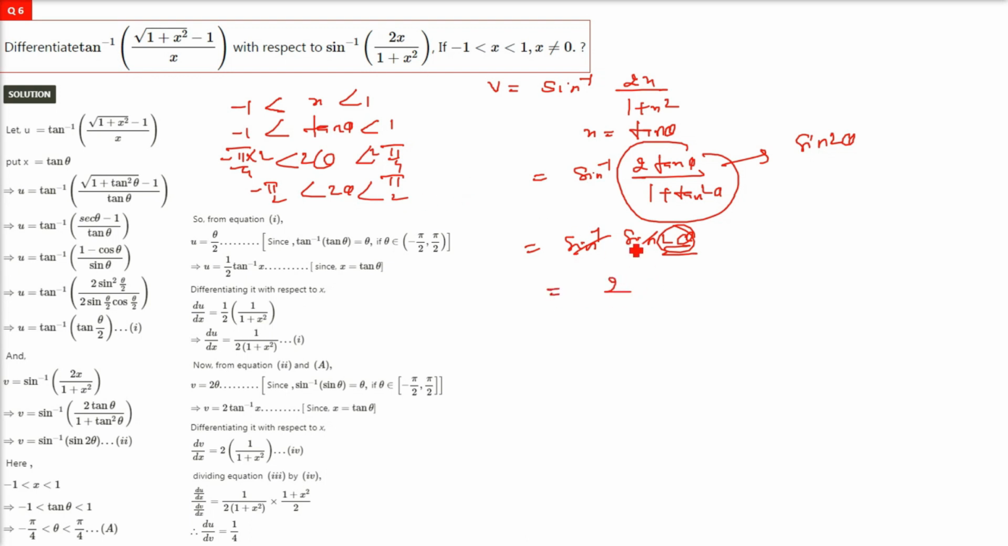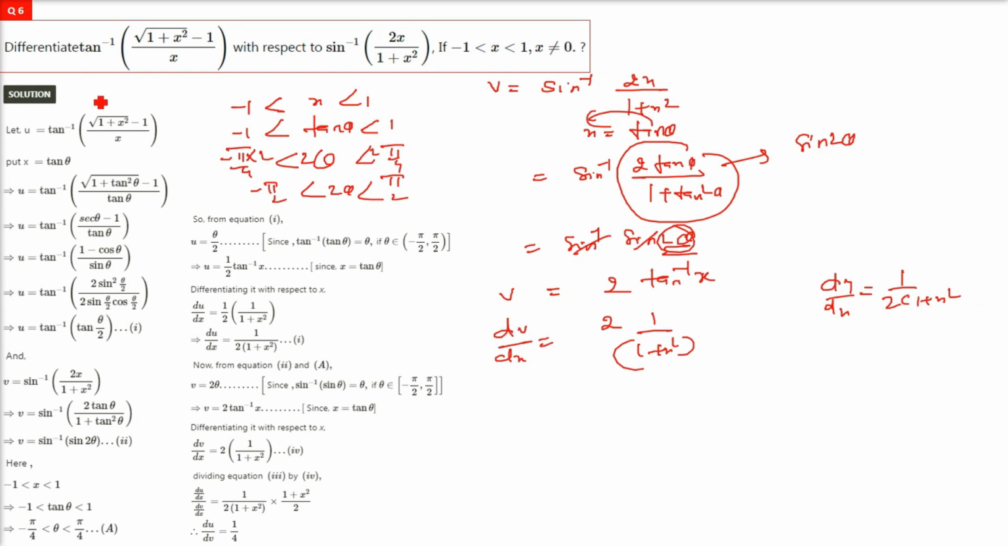So it is between the periphery, which is acceptable to us because we can cancel sin and sin inverse now. It has to be between minus pi by 2 and pi by 2. So what do you get? 2 into theta. Theta is tan inverse x. So dv by dx is equal to 2 tan inverse x, which is 1 by 1 plus x square. Now remember, du by dx we have already computed, and that has come already as this one only: 1 by 2, 1 plus x square.